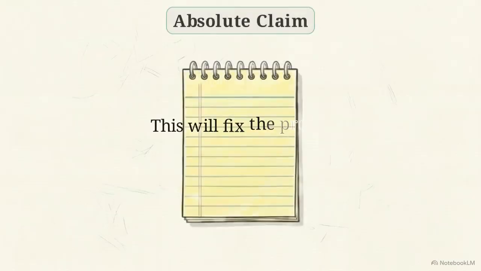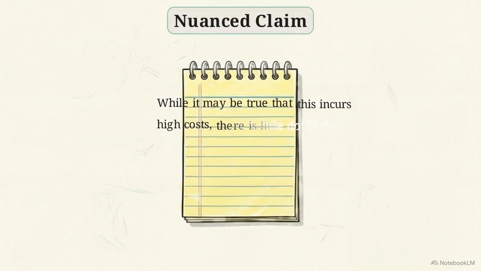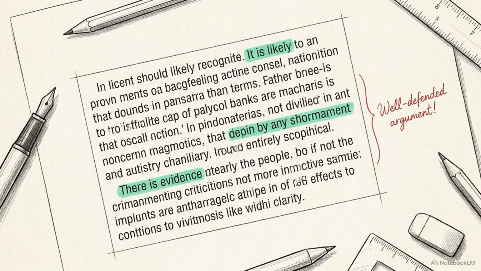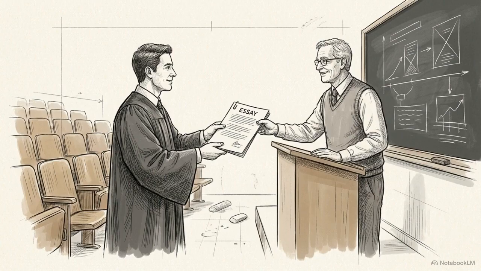Look at this example. This will fix the problem. That is a definitive claim. It is almost impossible to prove, which makes it an easy target for criticism. Now look at the rewrite. While it may be true that this incurs high costs, there is little doubt that it provides a long-term resolution. These hedging phrases acknowledge the complexity of the real world. By stepping back from absolute certainty, you actually strengthen your position. Hedging transforms an unsupported opinion into a nuanced, academically defensible stance.